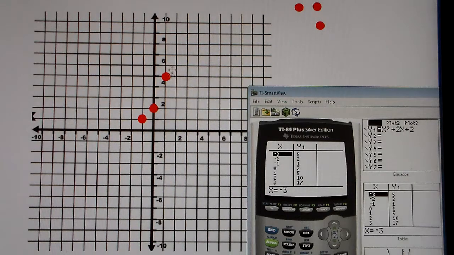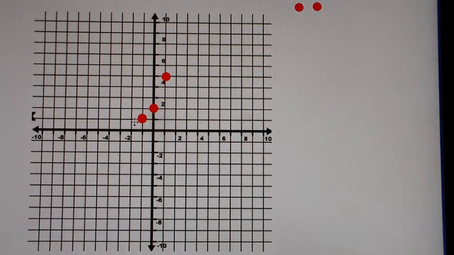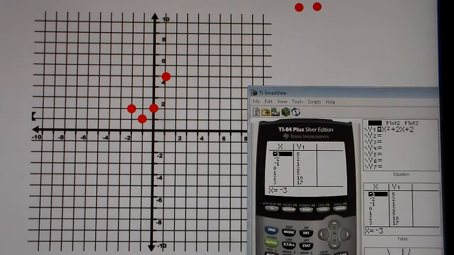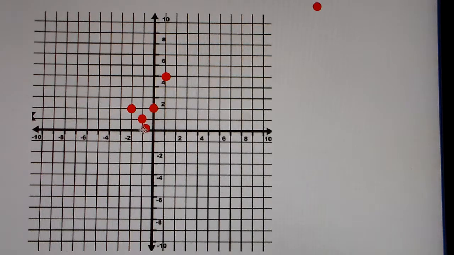Now I notice that kind of makes a little bit of a half of a circle here. So instead of me constantly going positive numbers, I'm going to go a little bit more on the negative numbers. I'm going to try negative 2, 2. So negative 2 to the left, 2 up. And then I'm going to do negative 3, 5. So 3 to the left, 5 up.